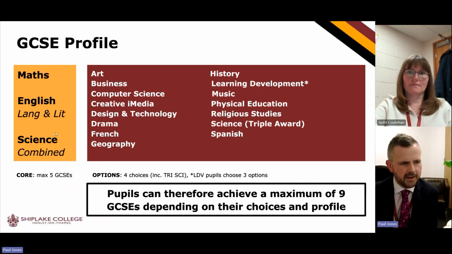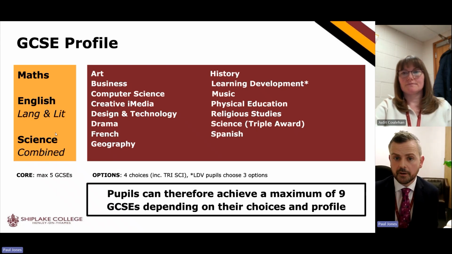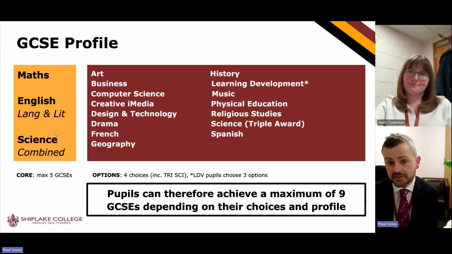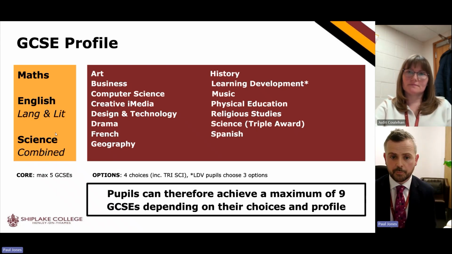Some schools, we're aware, will make their pupils study a greater number of GCSEs, although a large number of schools I'm aware of are now dialing back on the number. And we have always had 9, simply because we'd rather choose to do fewer, but do them well. Most sixth forms will require 5 strong passes at GCSE, the Shiplake sixth form in particular, that's our offer. So we'd far rather pupils did fewer, but did them well.